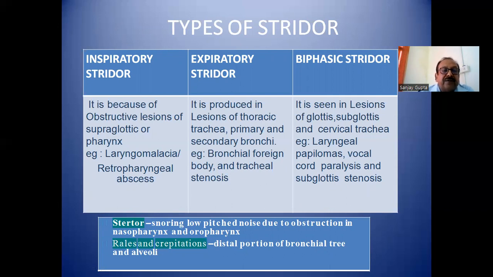A word about stertor. Now, what is stertor? Stertor is a snoring, low-pitched, noisy sound due to obstruction in the nasopharynx and oropharynx. And what are rales and crepitations? These are the sounds produced in the bronchial tree and alveoli. That is the distal or the peripheral area of the tertiary bronchioles and the alveoli.